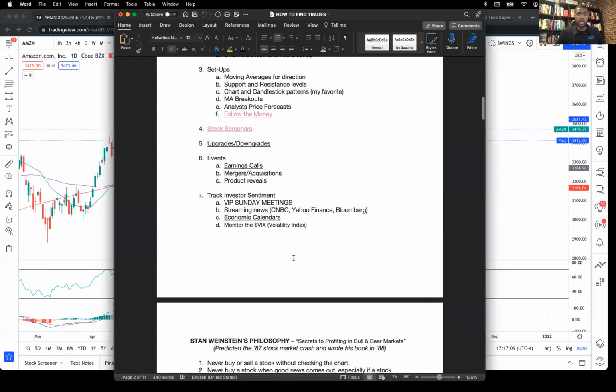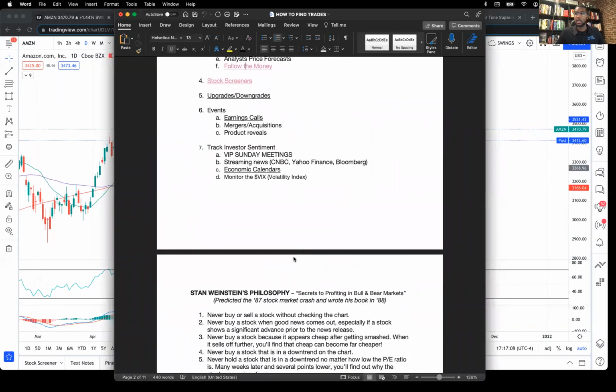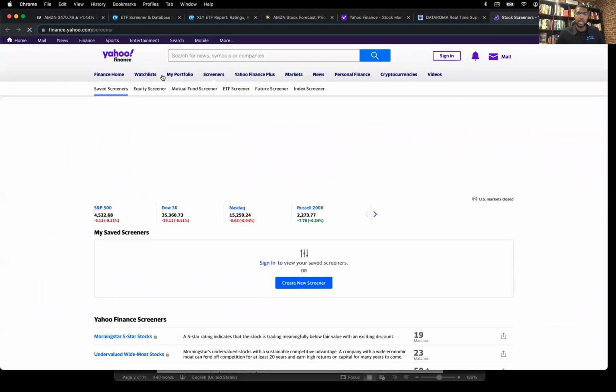All right, so next you want to maybe start looking at stock screeners. Stock screeners are something that I also use to help me pull out all the stocks that meet my criteria. Yahoo Finance has a good amount of stock screeners already ready for you here.